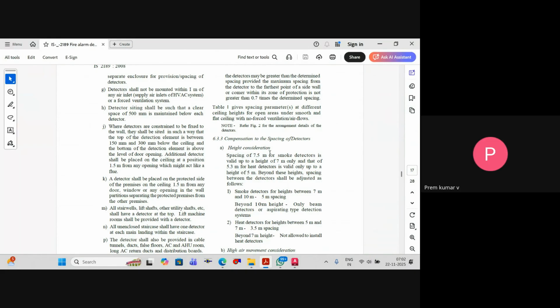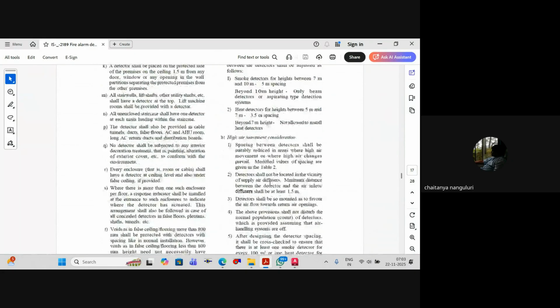Yes, sir. Then coming to the next one, heat detectors. For heat detectors, between 5 meters and 7 meters, you will have 3.5 meters spacing. If it is above 5 and less than 7, you'll have 3.5 meters spacing. Beyond 7 meters, we shouldn't install any heat detectors at all. There's no point in installing a heat detector. Am I clear? That means if the height increases, the density also increases. Understood or not? Yes, sir. Clear? Okay.